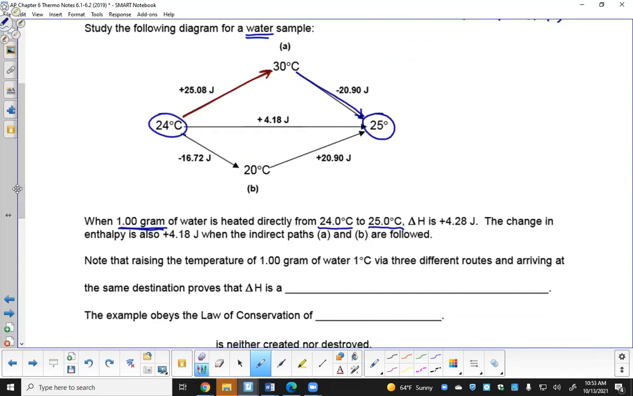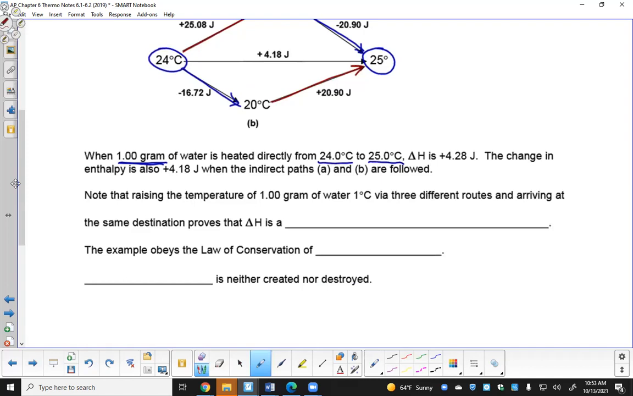Or maybe you start by taking 24 and cooling it down to 20. That releases a certain amount of energy, 16.72. Then you heat the 1 gram from 20 and it absorbs 20.9. Two different paths, but still 4.18 joules of energy to get there. So you can go up and down as many times as you want. It's still going to be 4.18 joules to take 1 gram of water from 24 to 25. Note that raising the temperature of 1 gram of water 1 degree Celsius via 3 different routes and arriving at the same destination proves that delta H is a state function.